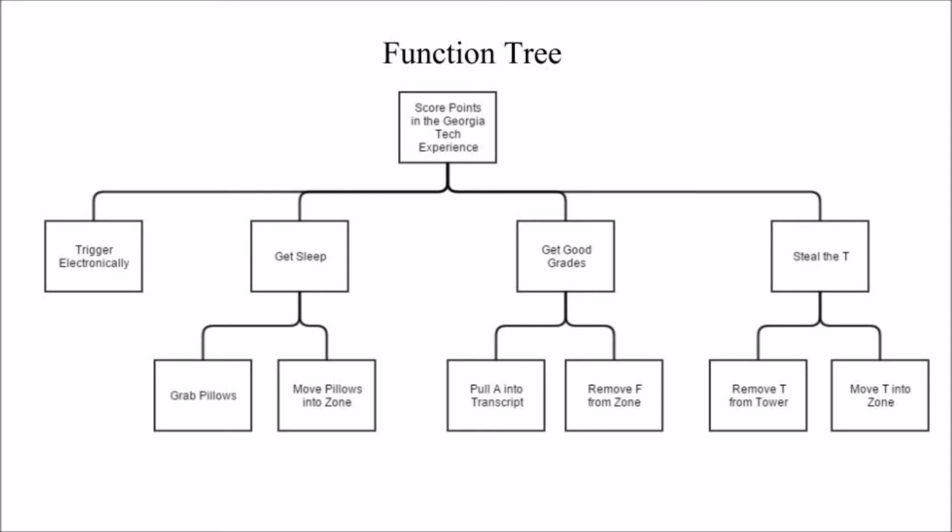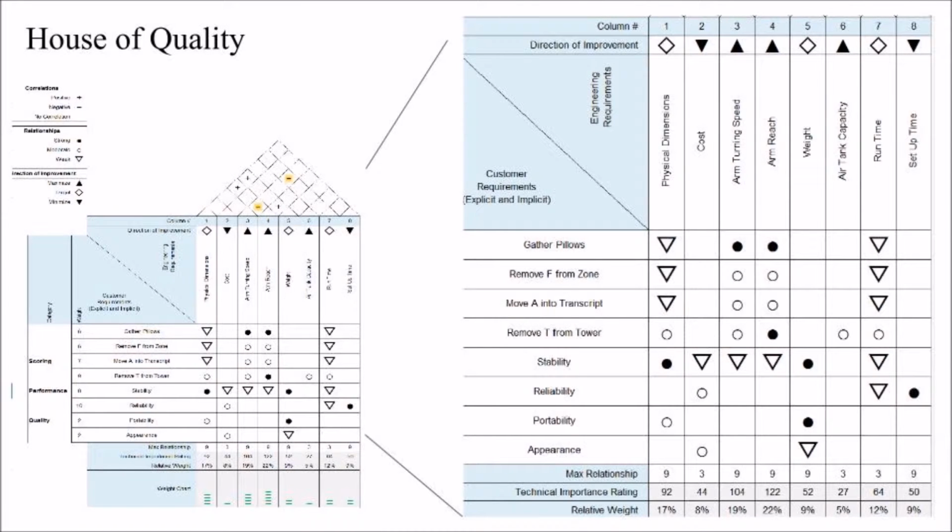Here's a function tree listing out the functions which our design must accomplish in order to score the most points. Another very important design tool is the House of Quality, which we derived from our function tree as well as guidelines set out in class. On the left-hand side, you have the customer requirements as well as the engineering requirements above. Removing the T from the tower and reliability were weighted highest in order to get us the most points and advance us further into the rounds. The arm reach was determined to be the most important engineering requirement, followed closely by arm turning speed as well as physical dimensions.